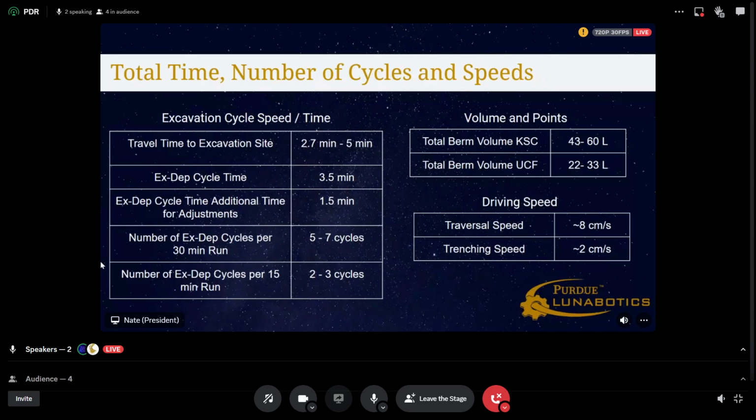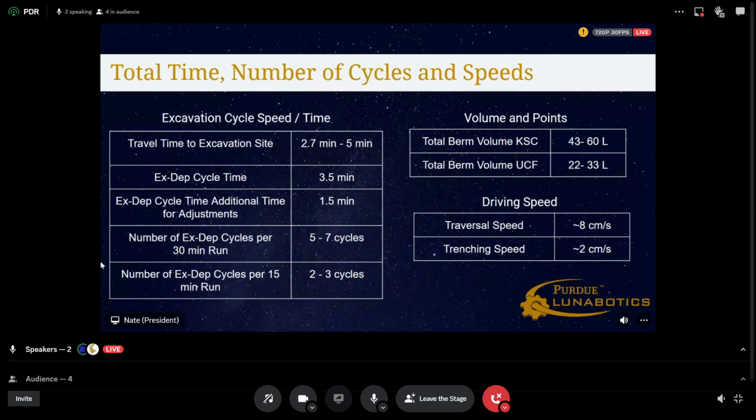From that, we estimated a trenching speed of about 2 centimeters per second, based on expected forces and more or less an engineering educated guess. From that and the motor characteristics, the expected times for trenching, depositing, and traversal can all be calculated, and therefore we can establish how many excavation cycles we can get in a 30-minute and a 15-minute run. At the Kennedy Space Center competition, we expect 5 to 7 mining cycles, and at the UCF competition, 2 to 3 cycles.